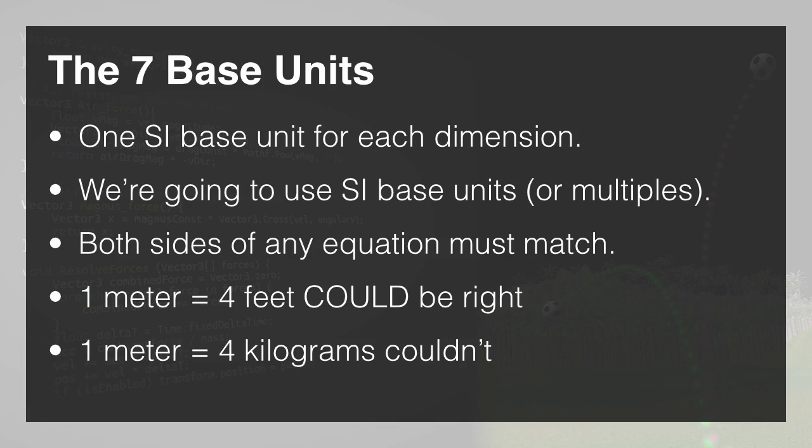So if I said to you 1 meter equals 4 feet, well, that could be correct as far as dimensional analysis, unit analysis is concerned. It isn't correct, as it happens. 1 meter is less than 4 feet. But dimensional analysis just tells you that it could be right. It also tells you that 1 meter equals 4 kilograms cannot be right, because the dimensions on each side are fundamentally different. We have meters on one side against kilograms on the other.